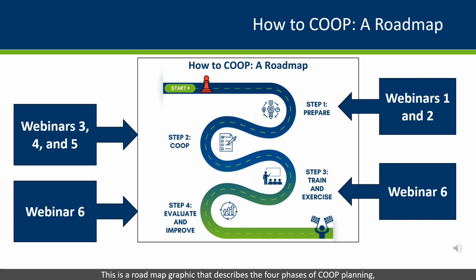This is a roadmap graphic that describes the 4 phases of COOP planning, and each phase corresponds to a bend in the road. There is a red chess piece that will move with us as we progress through this roadmap and progress through the webinars.